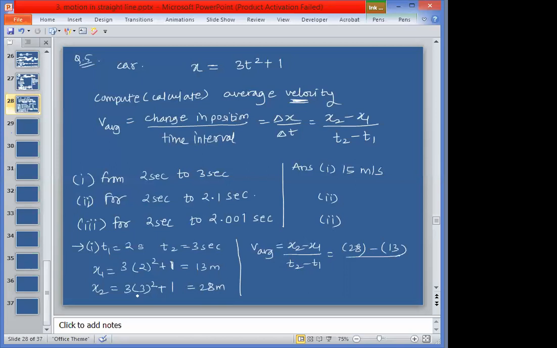What is the final time? 3 seconds minus initial time, 2 seconds. 28 minus 13 is 15. 3 minus 2 is 1. So the answer is 15 meter per second. So that was right. Okay, so everyone calculate this.